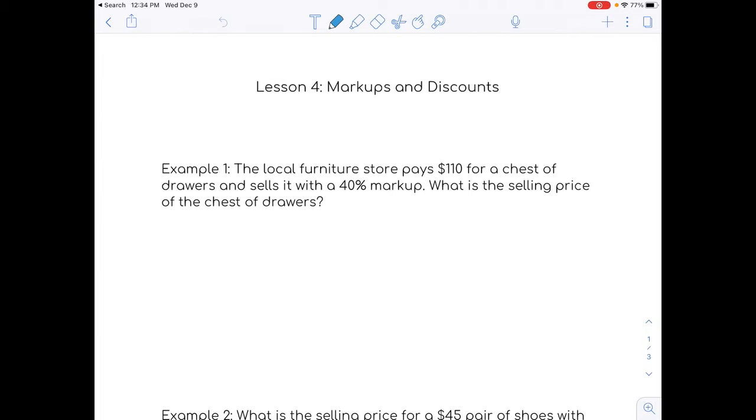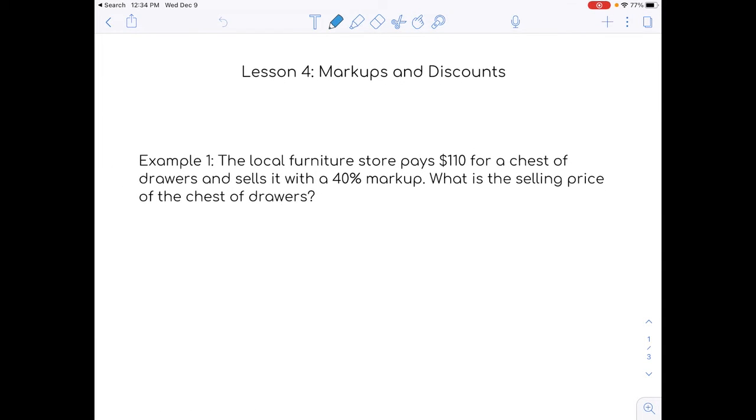Everybody. Today we're going to be jumping into our fourth and last lesson in our percent topic, and we're going to be talking about markups and discounts. Discounts, you might also hear me say markdown. That's just another word for a discount. So first, let's talk about what markups and markdowns are, or what discounts are.